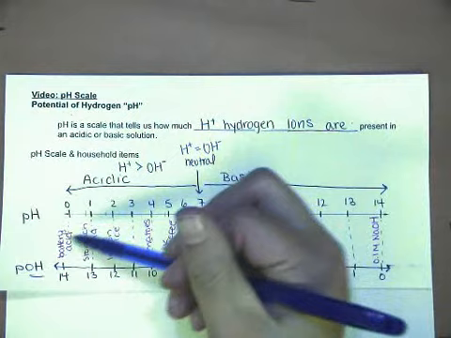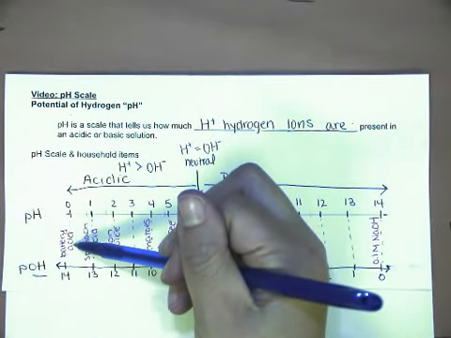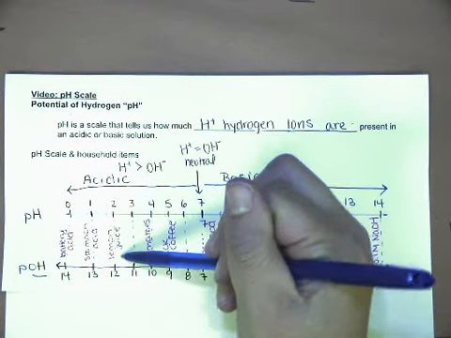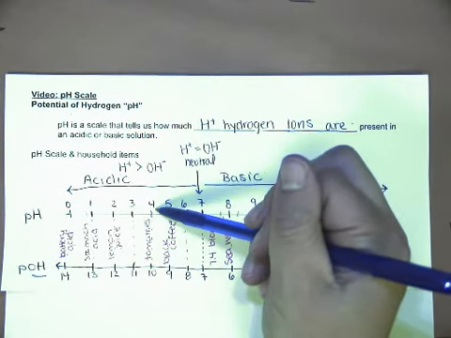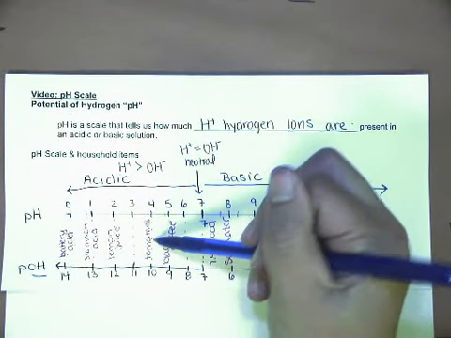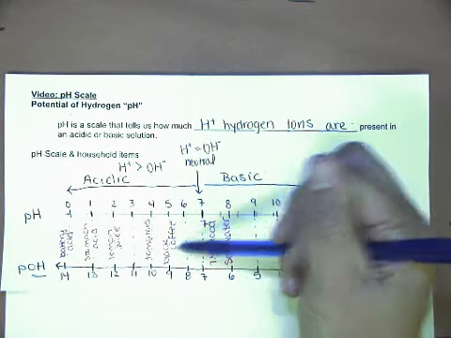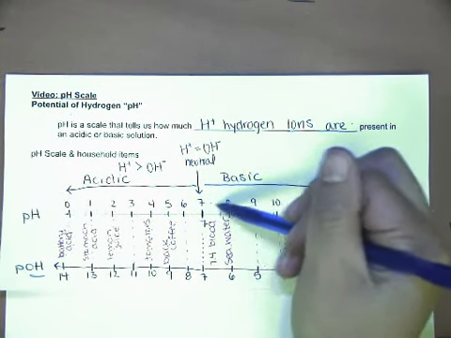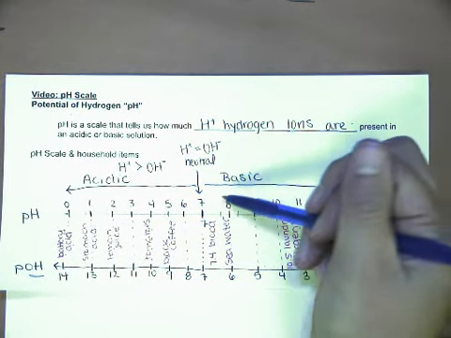Some examples here. At a pH of 0, we have battery acid. 1 is stomach acid. 2 is lemon juice. We skip to 4. That's the pH of tomatoes. 5 is black coffee. Water is usually around 7, but it can vary acidic or basic depending upon what's mixed inside of it.